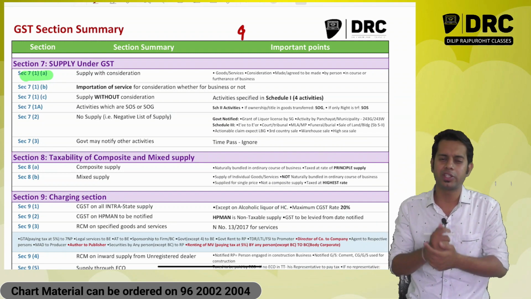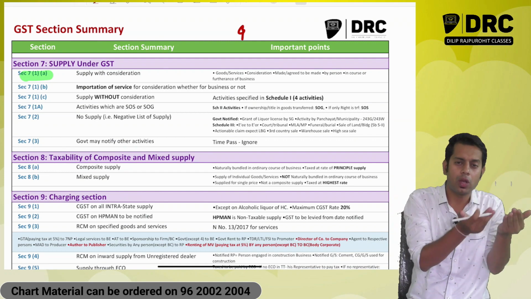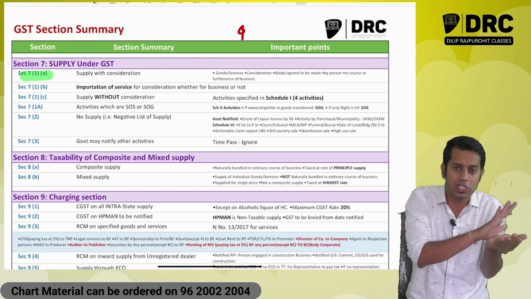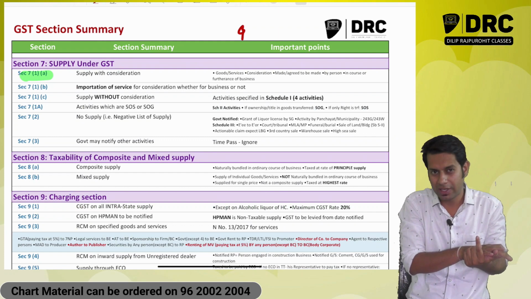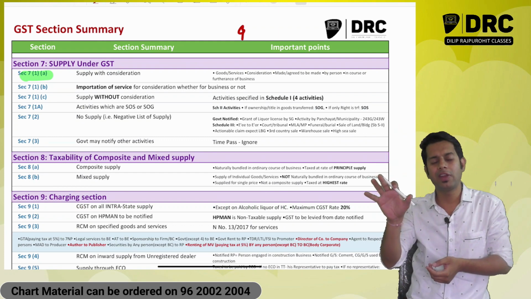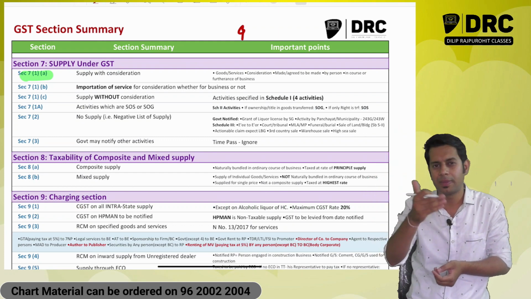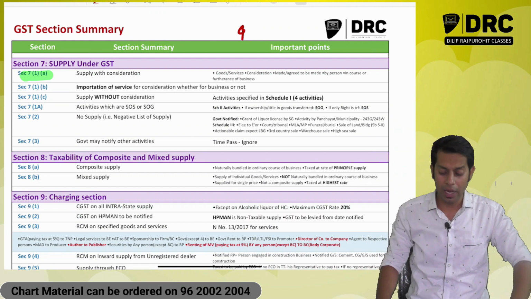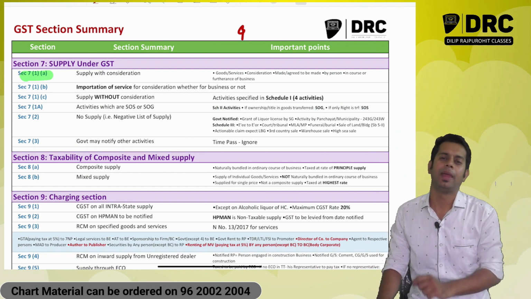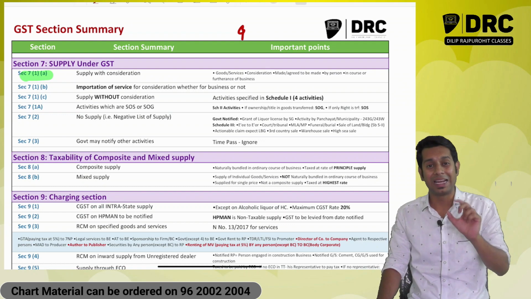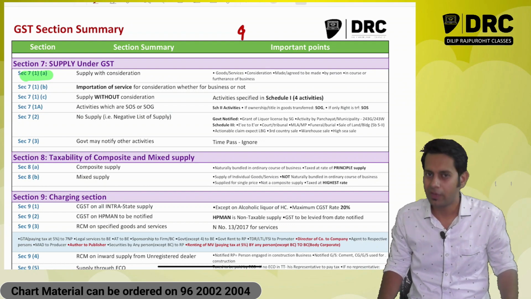Sir, what do you mean by consideration? Consideration, two arrow marks: payment in money or otherwise by the recipient or any other person, but shall not include the subsidy which is given by central government or state government; and monetary value of any act or forbearance by the recipient or any other person, but shall not include the subsidy given by central government or state government, provided that refundable deposit shall not form part of consideration.